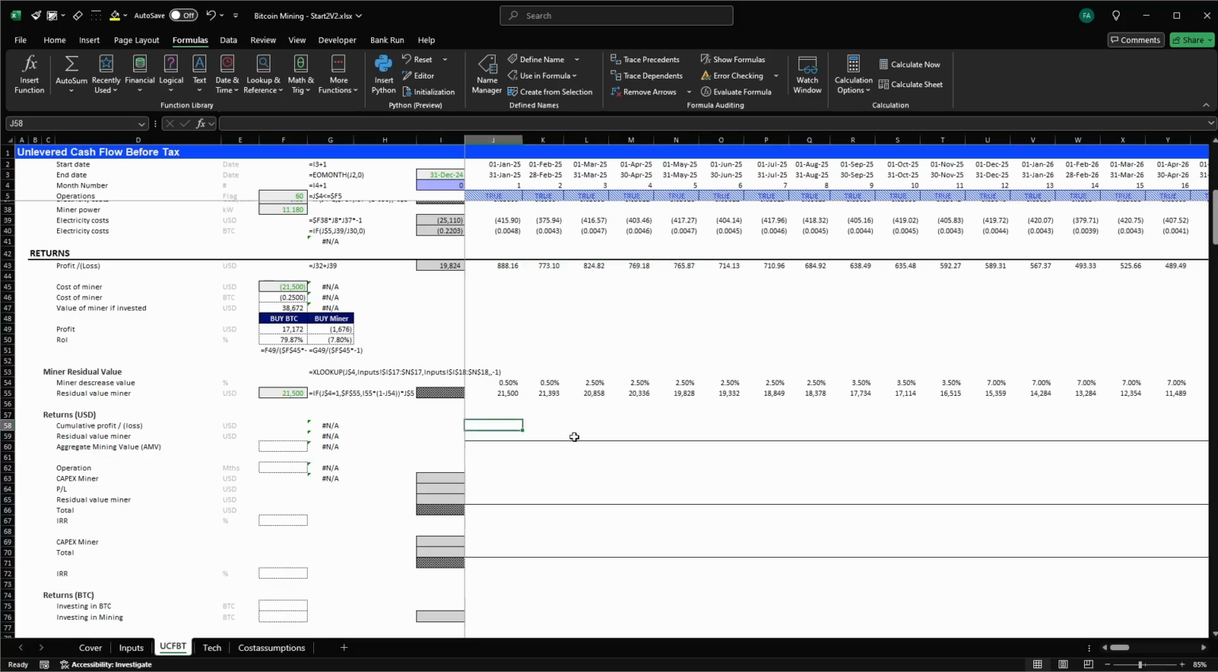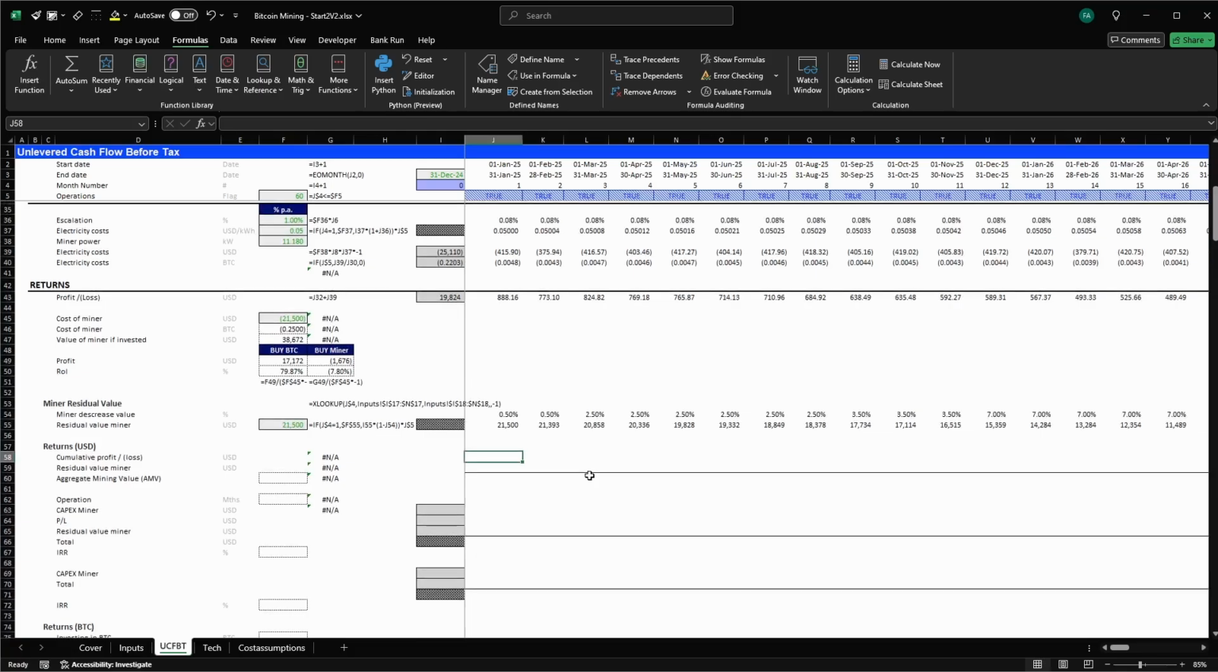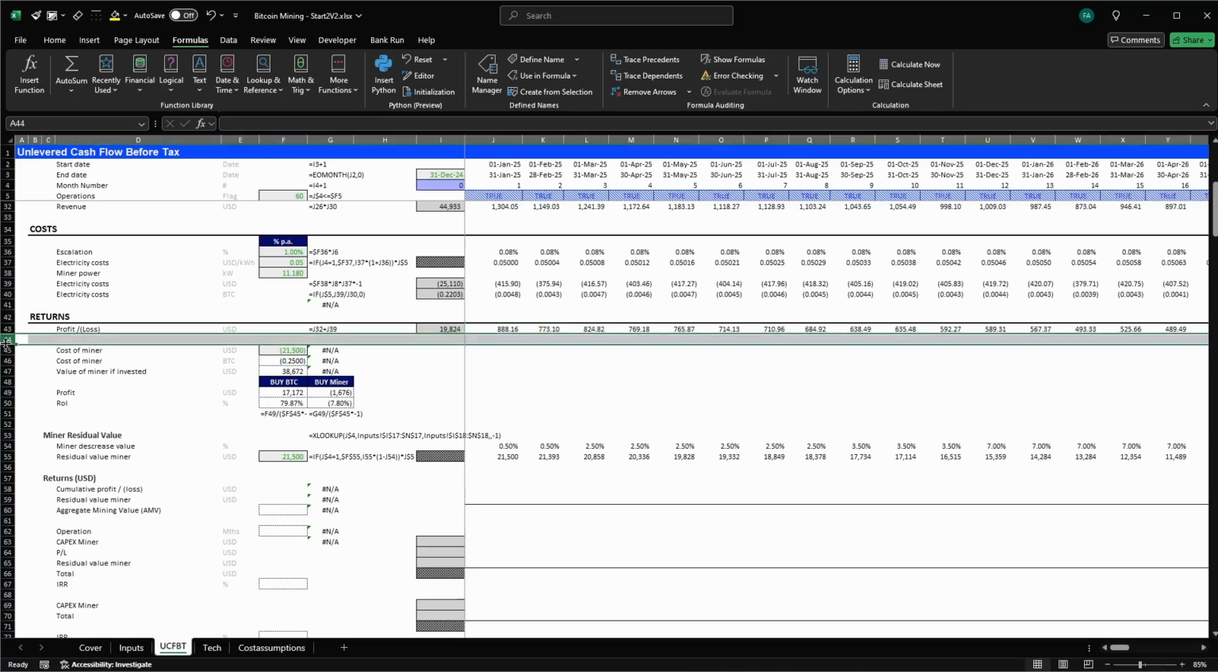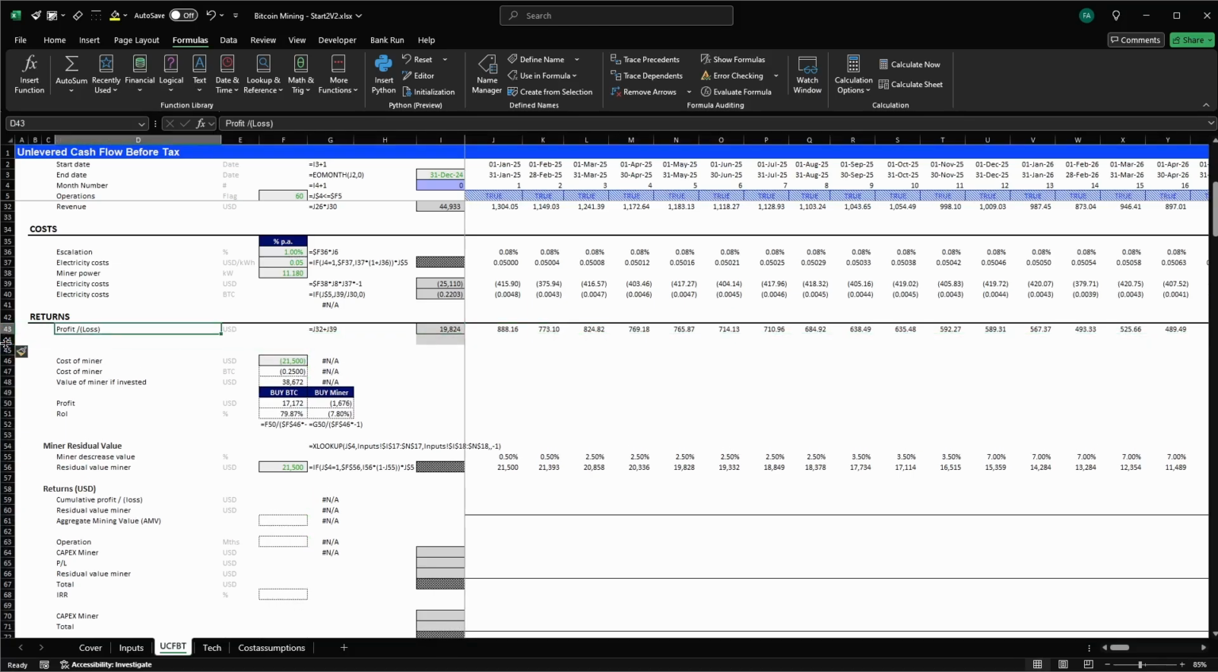Let's do the following. First, I'm going to calculate the profitability in Bitcoin. I'm going to calculate it here because I don't have it here, right? So let's say here, what is the profit loss in Bitcoin? Control D, this is going to be BTC.